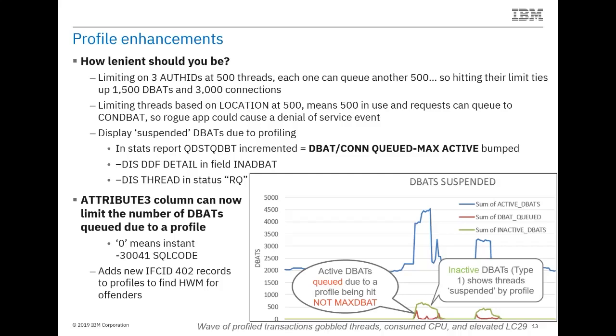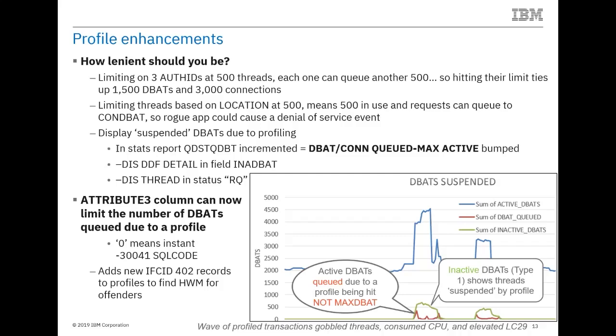Same thing, talking about limiting a location. If you've got several of them, they're limiting to 500 or 1,000, whatever, those can add up fairly quickly. And even if you're limiting threads, if you allow enough to queue, those are still counting against CONDBAT. So you may have to jack that up so that you don't end up running out of connections for the well-behaved apps. Now, how do I monitor what these profiles are doing?